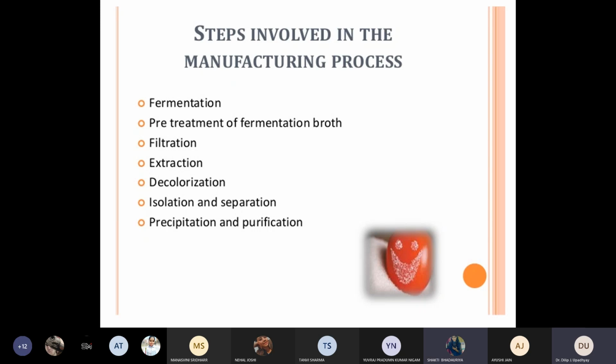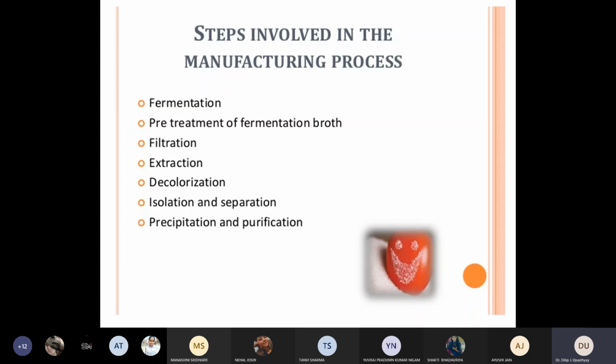Steps involving the manufacturing process: fermentation, pre-treatment of fermentation broth, filtration, extraction, decolorization, isolation and separation, precipitation and purification. If you remember a little of what we have done, the first 3 steps are upstream processing, correct? We have learned fermentation thoroughly. Still, I will show you the fermentation, but just try to correlate, I think we have spent a sufficient number of classes on that.